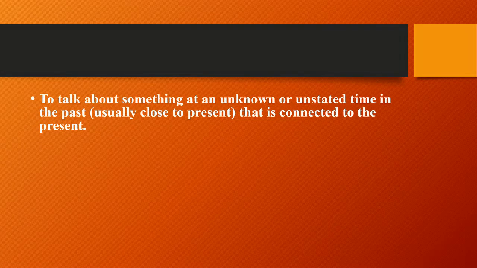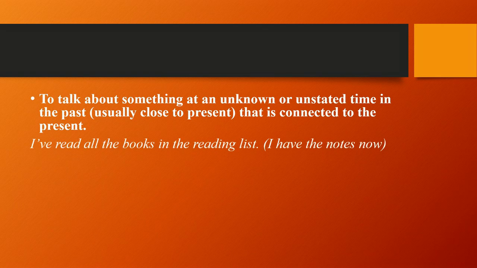We use present perfect to talk about something at an unknown or unstated time in the past, which is usually connected to the present. For example, I've read all the books in the reading list. It means I have the notes now. You can see the results right now at the present time.